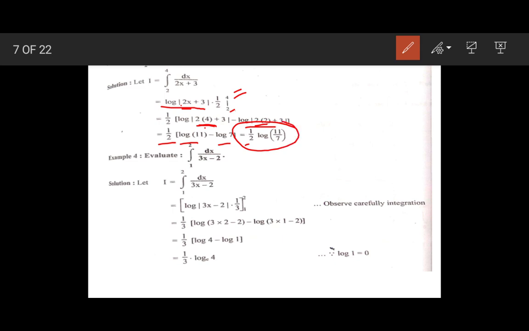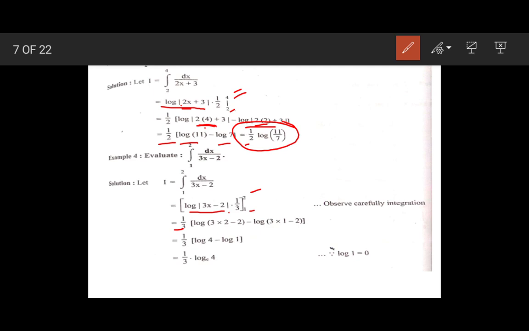Now see the third example. Evaluate the integral from 1 to 2 of dx upon 3x minus 2. So again 1 upon 3x minus 2. So the integral is log of 3x minus 2 into 1 upon 3. Then the limit of integral is 1 to 2. So 1 upon 3 is a constant, so it will come outside the bracket.